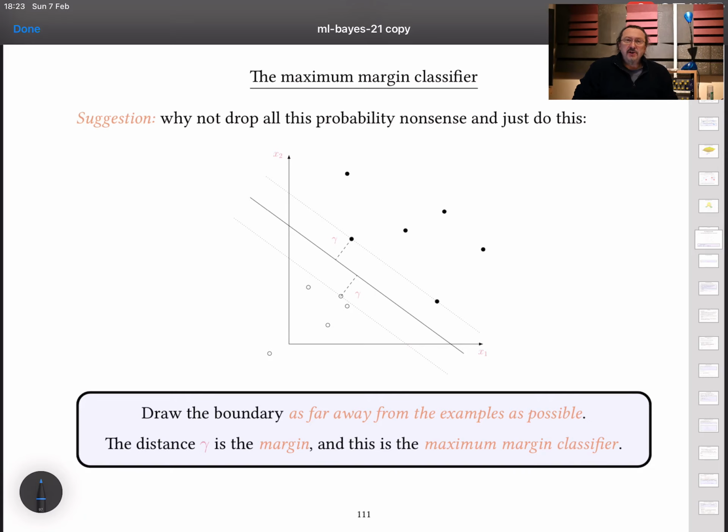This is called the maximum margin classifier, for reasons that are hopefully obvious. Gamma is the margin, and it is the distance between your decision boundary, this straight line here, because it's a linear classifier, and the nearest of your training examples. And that will clearly be of equal distance from one class and the other class, as you can see illustrated here. That's quite a nice idea. I think it's quite a nice idea.